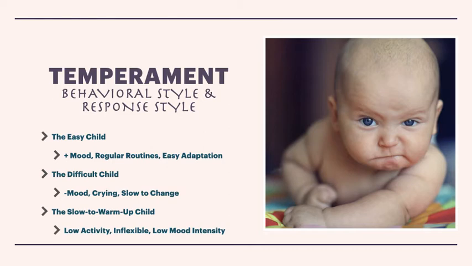But the temperament of the child is considered to be the way they behave or respond to correction, things like that. And so there are three types of children in this theory. The first is the easy child. The easy child has a rather positive mood, right? So they're just kind of a happy child in general. They adapt very quickly to the idea of regular routines, and that happens really easily.